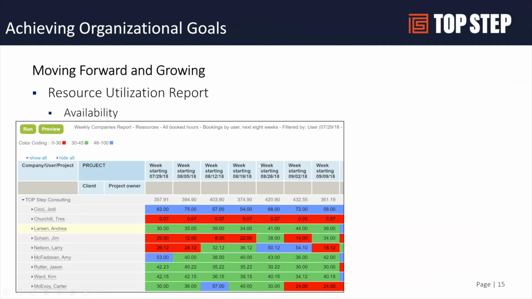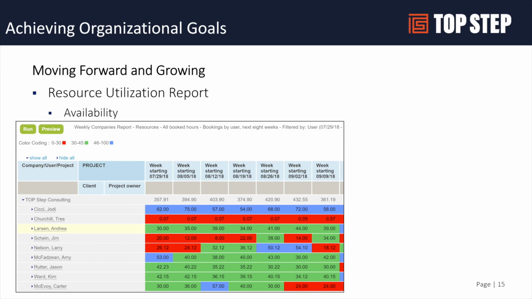So, the utilization report. Obviously utilization is key. In this case, we're actually not looking at percentages. I'm looking at hours that are booked by resource. We review this report every week. We look at our resources and the projects they're booked to. We're also looking, obviously, for availability. We're looking for folks that are overscheduled.